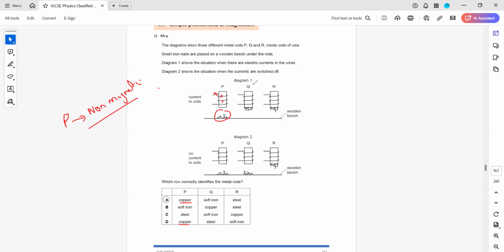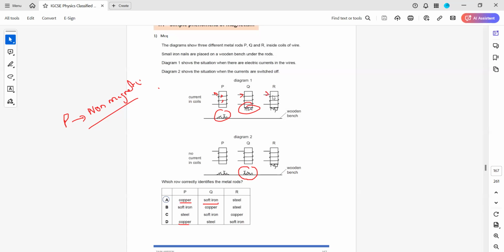Then what about Q? When we were passing the current, the nails were attracted, and once the supply is switched off, the nails fall apart. What it shows is that Q is being demagnetized, or it loses magnetic properties, or it is acting like a temporary magnet. So it is a temporary magnetic material, that's soft iron. So that's why Q will be the soft iron.